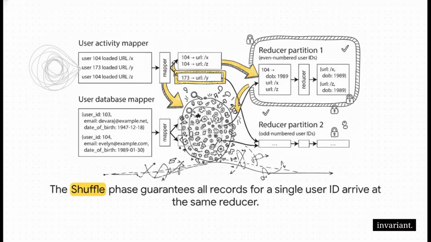And this is the really elegant solution. MapReduce uses that user ID as a common key. So the mappers working on both datasets, they tag their data with this key. Then the magic of the shuffle stage kicks in and guarantees that all records for a single user ID, no matter which machine they started on, all arrive at the exact same reducer. It physically brings the related data together for you.